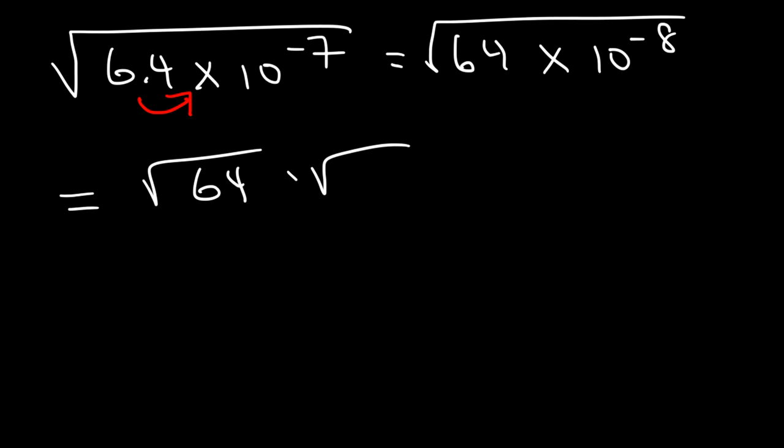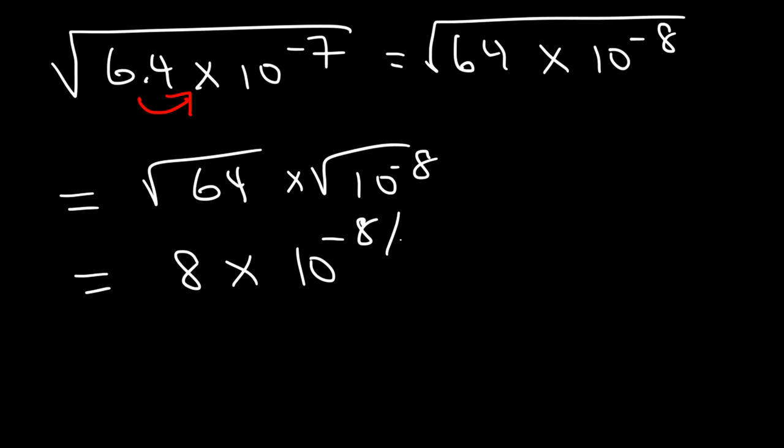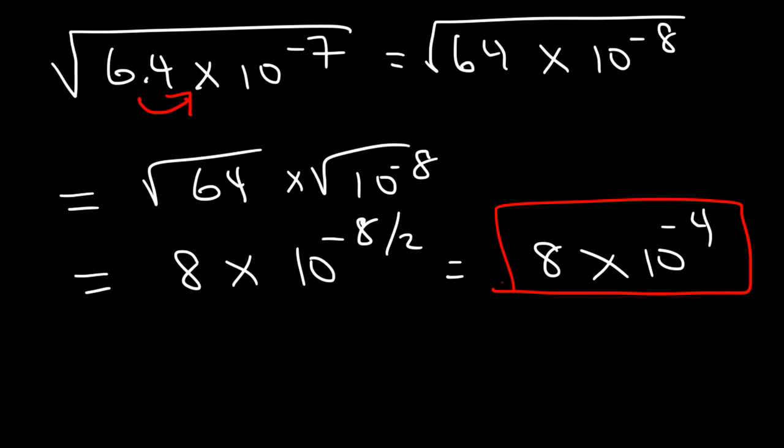So now we can square root each number individually. The square root of 64 is 8, and the square root of 10 to the negative 8 is negative 8 divided by 2. So this is 8 times 10 to the negative 4. And that's equal to 0.0008.